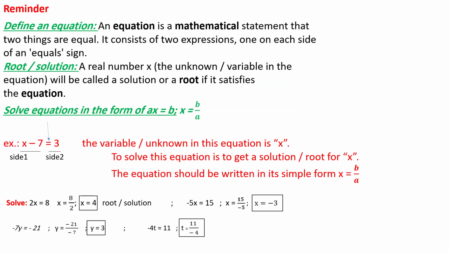As a reminder, what we studied before about equations. Define an equation. An equation is a mathematical statement that two things are equal. It consists of two expressions, one on each side of an equal sign between them. So in an equation, we have side 1, we have side 2, and we have an equal in between. In each equation, we have a variable or unknown called x. Why do we use equations? We use equations in order to find a root or solution for the variable x.